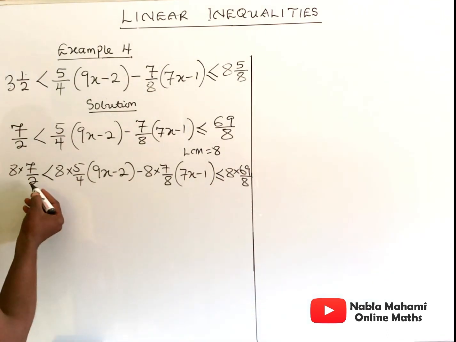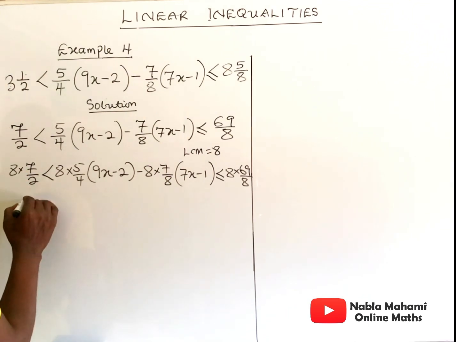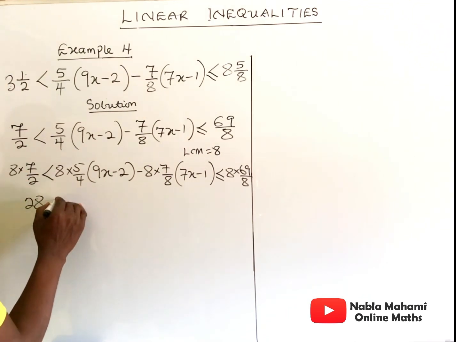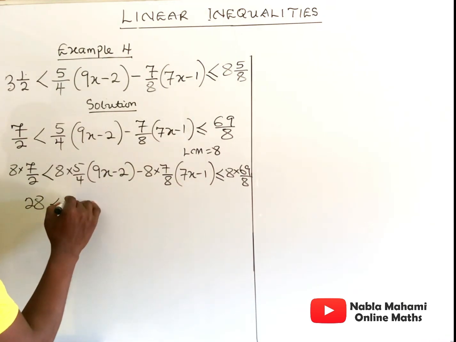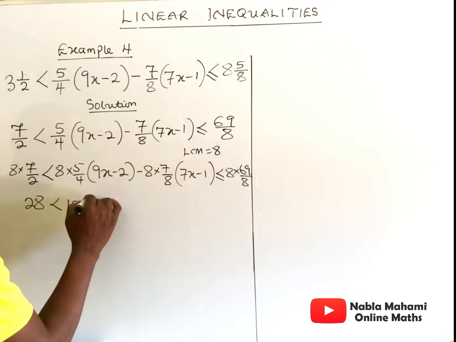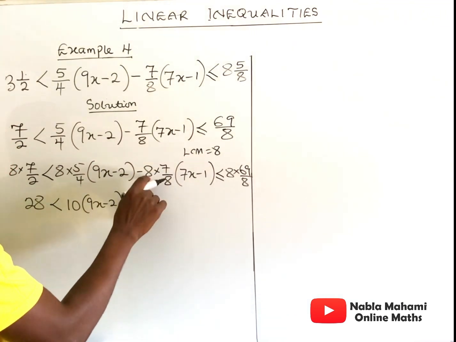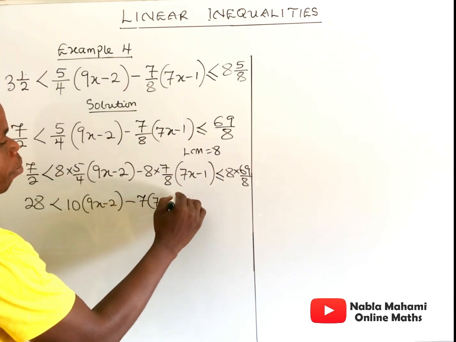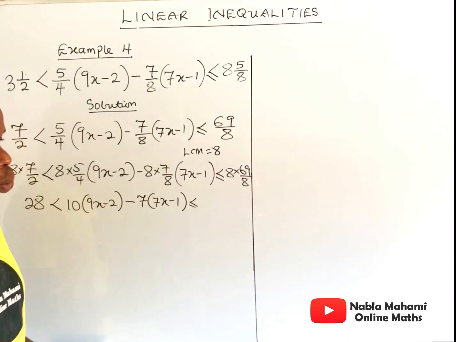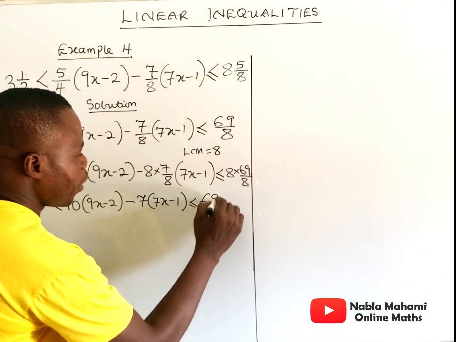Then you see that here 2 will go into 8 4 times. Then I'll use the 4 to multiply by 7. That will give me 28 less than 4 into 8 is 2. 2 times 5, 10. So I have 10 into 9x minus 2 minus, this 8 will cancel this 8. I will now have 7 multiplying 7x minus 1 less than or equal to, here this 8 will take this 8. I'll have 69 here.